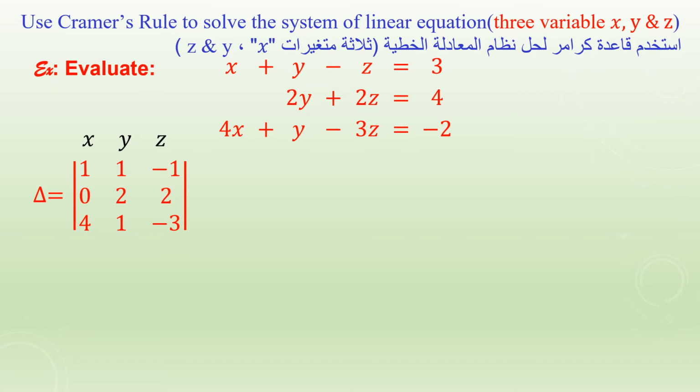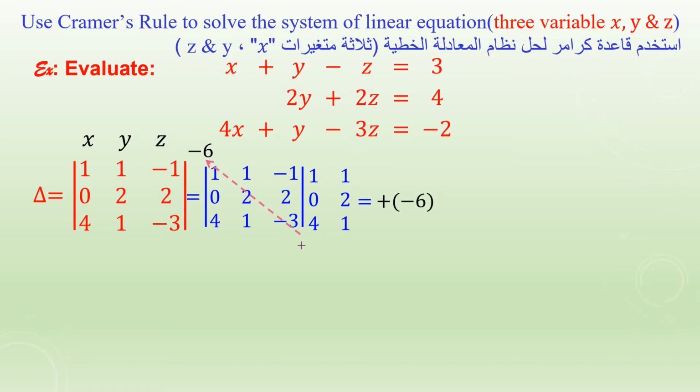To solve it I use Sarrus's rule, which I explained in a previous lecture. I rewrite the first two columns, 1 0 4 and 1 2 1. I multiply the main diagonal: 1 multiplied by 2 multiplied by negative 3 equals negative 6, with positive sign, negative 6. The second: 1 multiplied by 4 multiplied by 2 equals 8, I put positive 8. Negative 1 multiplied by 0 multiplied by 1 equals 0, I put positive 0.